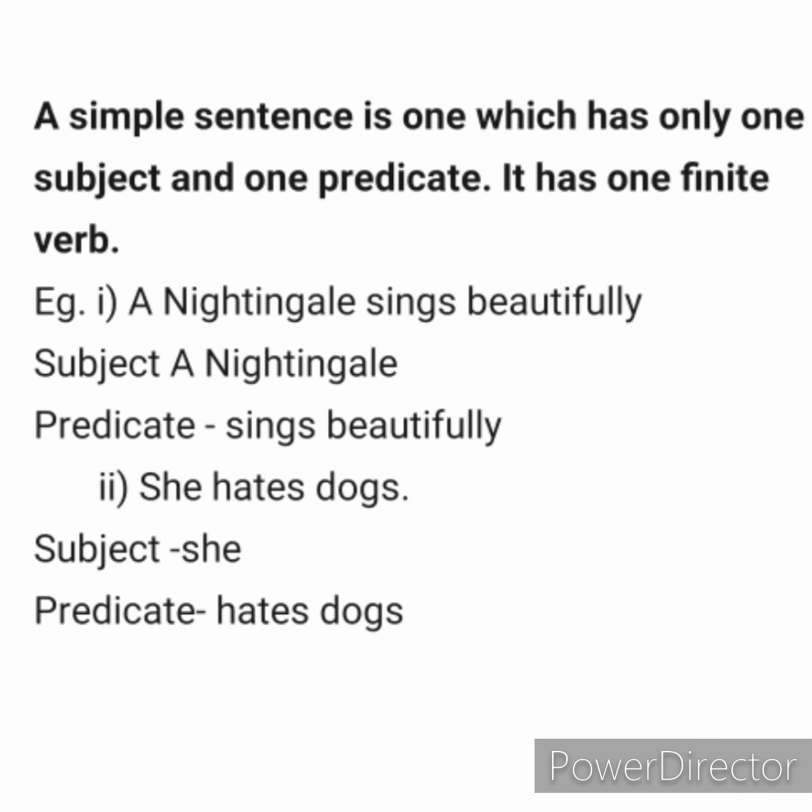For example, a nightingale sings beautifully. In this, the subject is a nightingale and the predicate is sings beautifully. She hates dogs. In this sentence, the subject is she and the predicate is hates dogs.